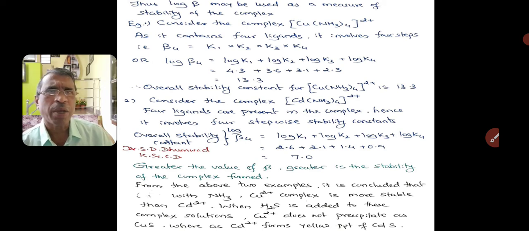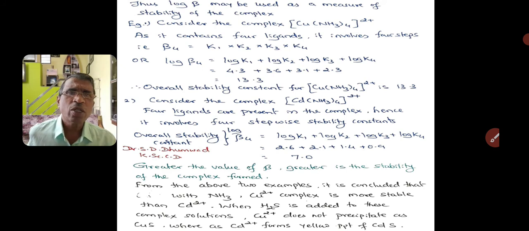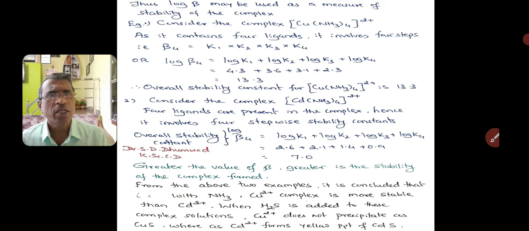Let us take an example. Consider the complex, the tetraamminecopper(II) ion. As it contains 4 ligands, it involves 4 steps. That is, beta 4 is equal to K1 into K2 into K3 into K4, or log beta 4 is equal to log K1 plus log K2 plus log K3 plus log K4. The values for this are already given in the previous slides. So substituting those values here, we get 4.3 plus 3.6 plus 3.1 plus 2.3 gives 13.3. Therefore, the overall stability constant of the cuprammonium ion is 13.3.